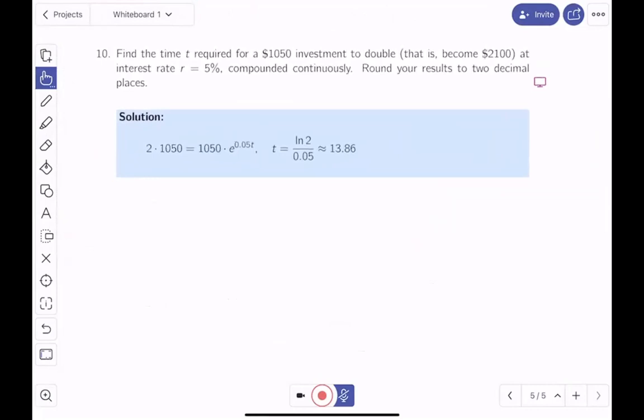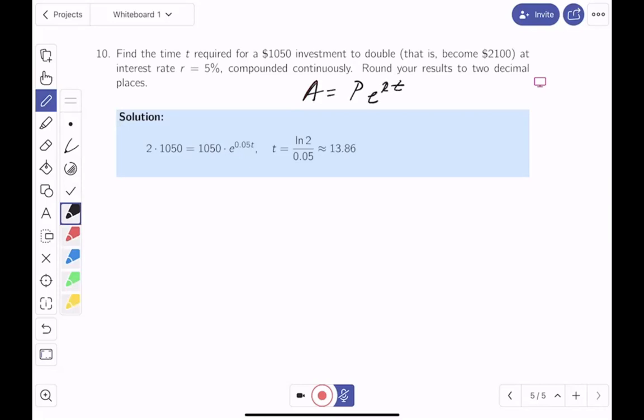It says, find the time t required for a $1,050 investment to double to become $2,100. So they want the investment to double, and the interest rate they're giving you is 5% compounded continuously. So I'm going to write the formula down for you, and the formula here is going to be A equals P e to the r t.